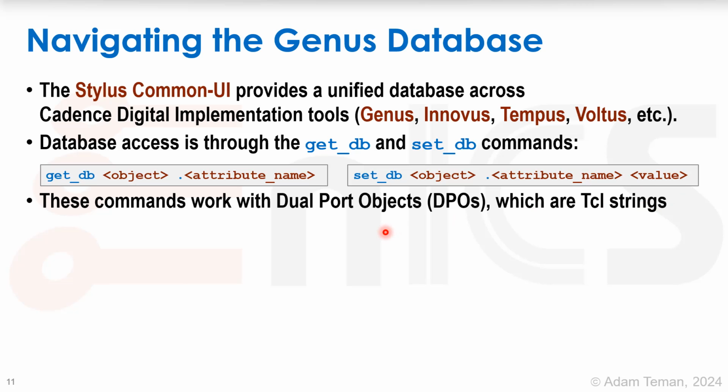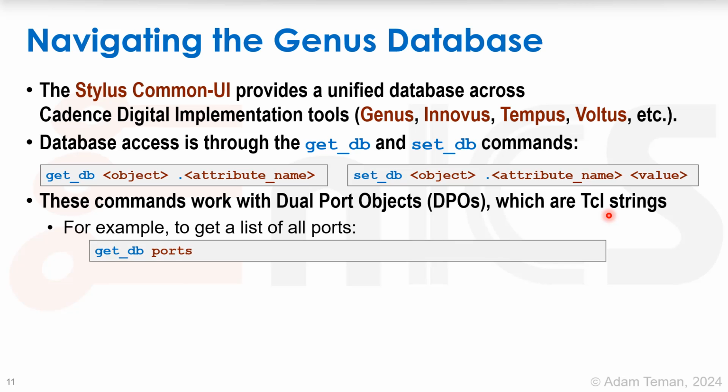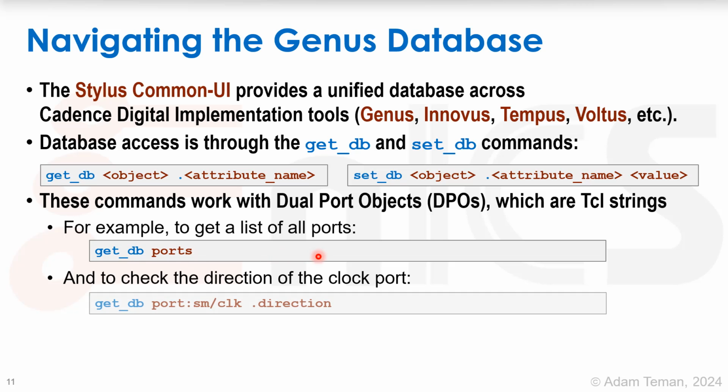Okay, so they work with these DPO objects. The DPO objects are Tcl strings. So they are not like collections, which are like a pointer or a handler. They're actual strings, and then we can do things with them. Just as an example, to get a list of ports, we'll do get_db ports or get_db designs .ports.